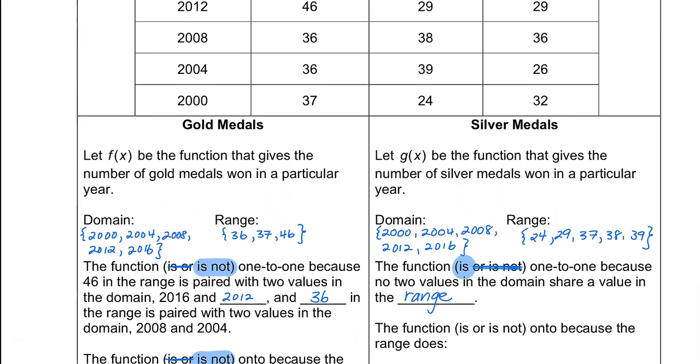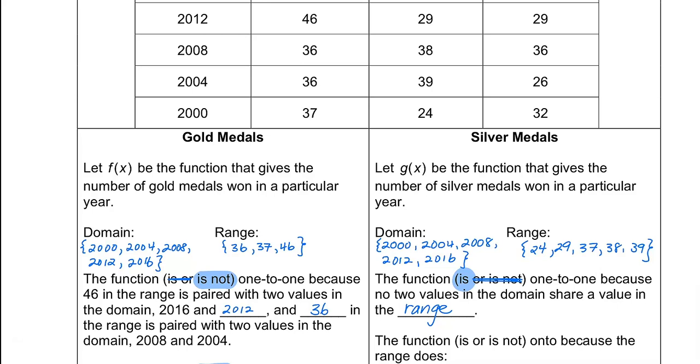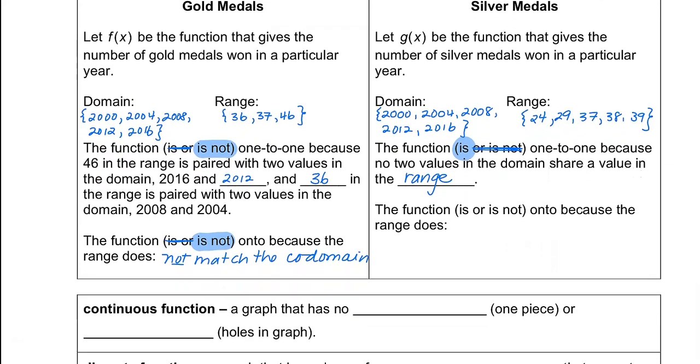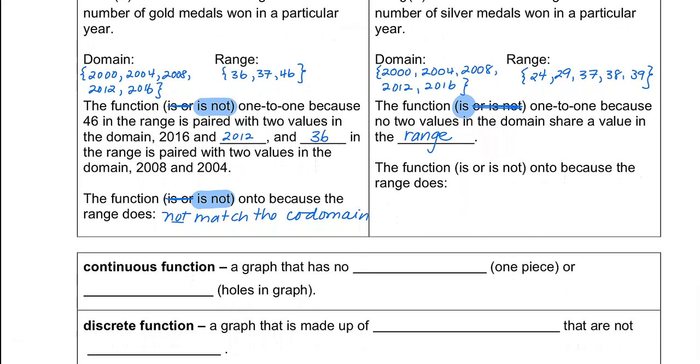And again, the codomain, you can assume that it's going to be the set of real numbers, but it's really the set of whole numbers because you can't have a partial and you can't have negative medals, right? But we'll just say here it's not onto because the range does not match the codomain.